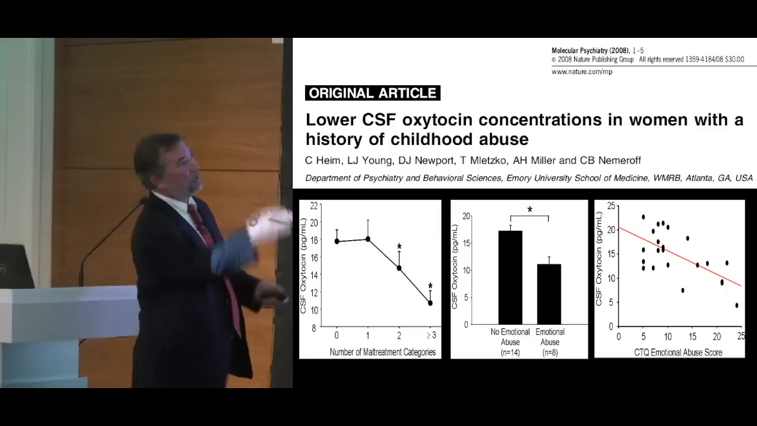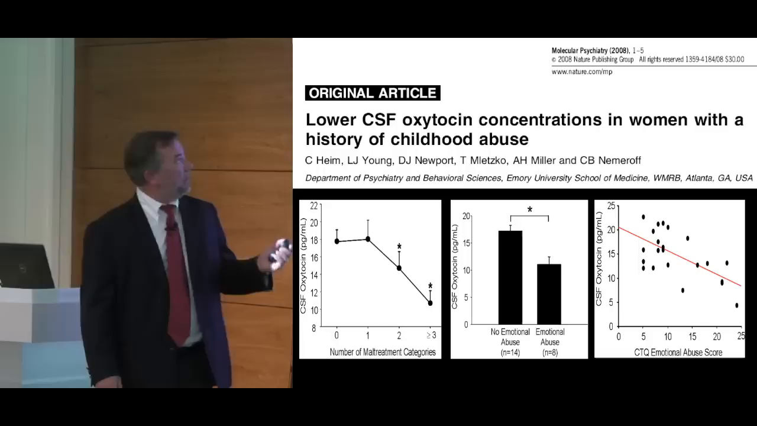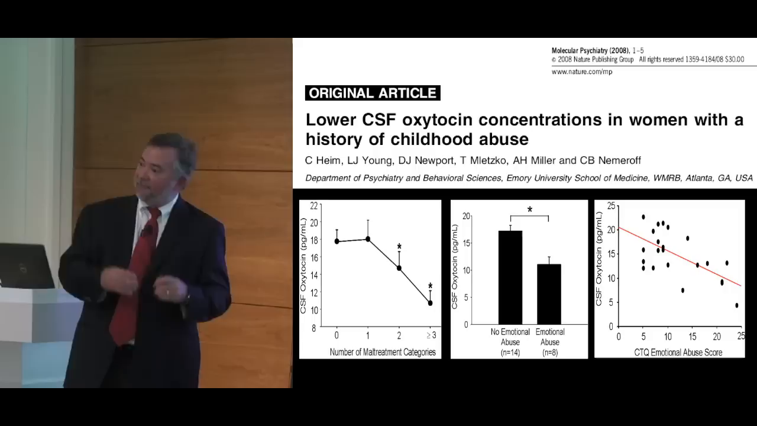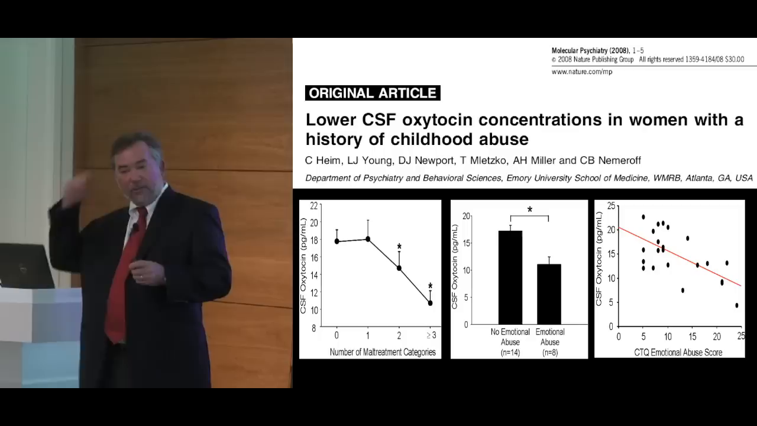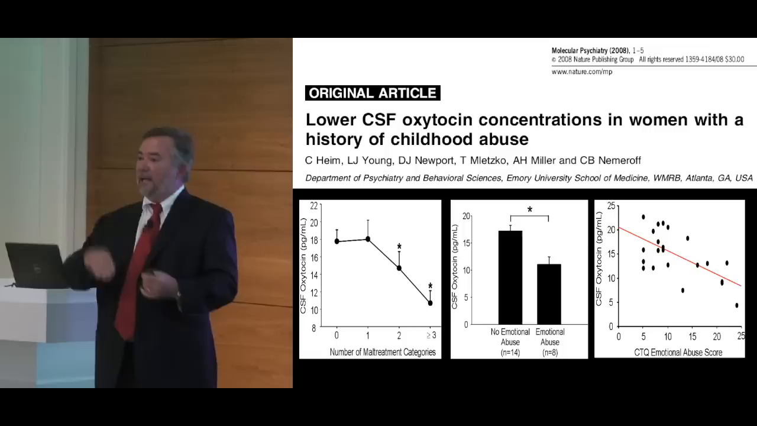Now, this is bringing it back to the human. We did a similar kind of study in humans, work by Christine Heim and Charlie Nemeroff at Emory, looking at women who were adults, but early in life experienced various kinds of abuse and neglect, and we took cerebrospinal fluid to measure oxytocin levels, and we see that early life experience in women can impact the adult levels of oxytocin in the brain.